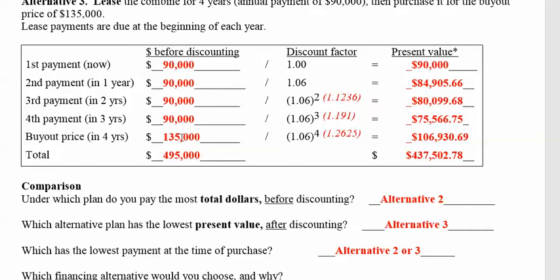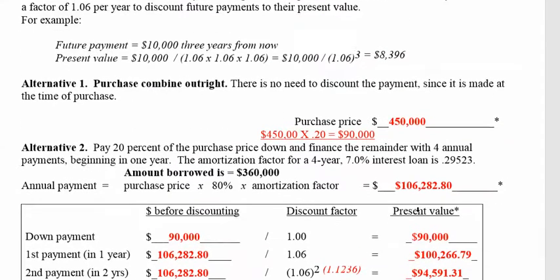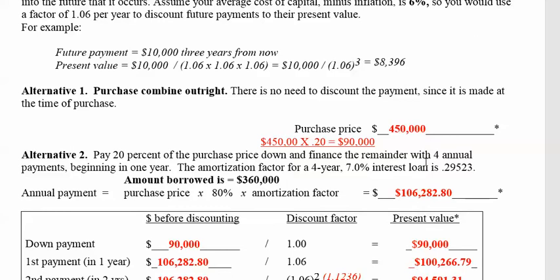The buyout price payment, 135,000 in 4 years, today is $106,930.69. When we add up the present values of all those payments, you have a grand total of $437,502.78. So, interestingly enough, that is even cheaper than paying $450,000 up front.